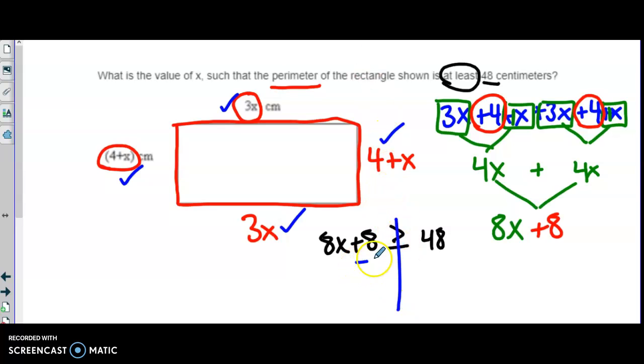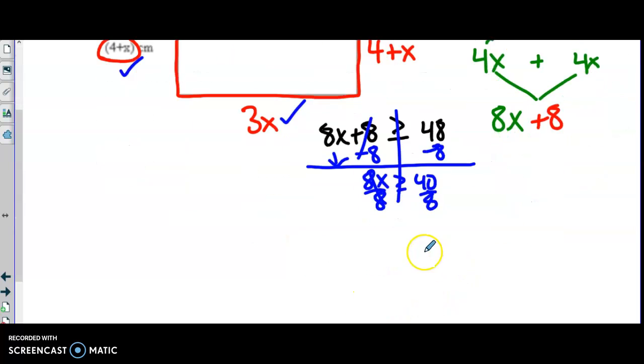So we're going to draw our line, subtract 8 from each side. Sorry, I'm having to move really fast so I don't get timed out on the video. And then divide each side by 8. I don't need to flip my symbol because I did not multiply or divide by a negative. And 40 divided by 8 is 5. So x has to be greater than or equal to 5.